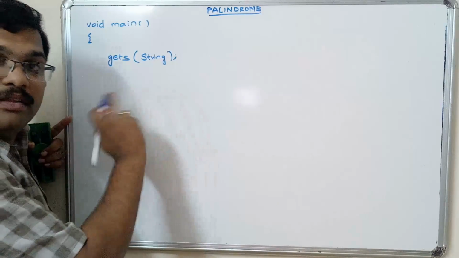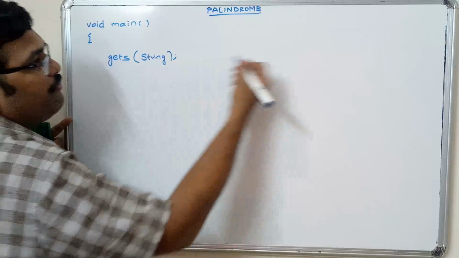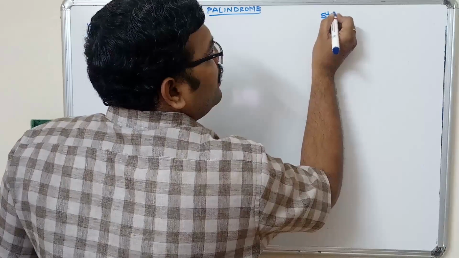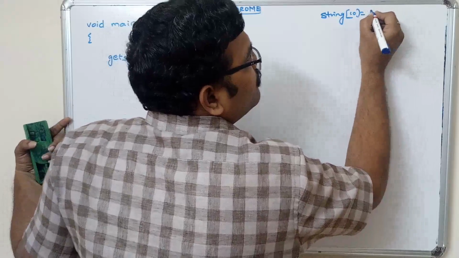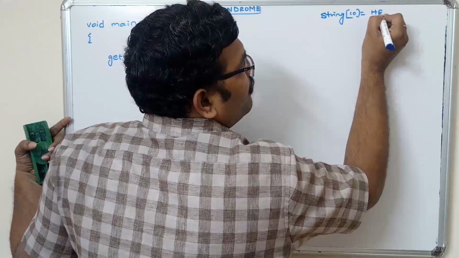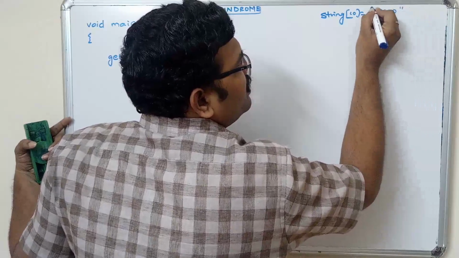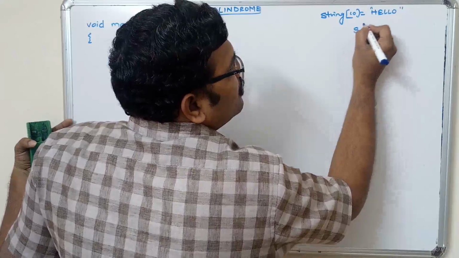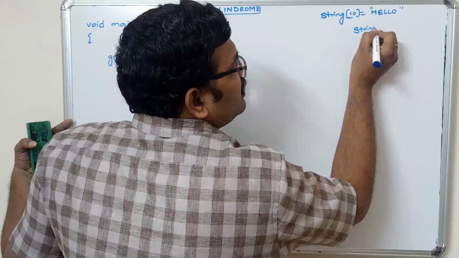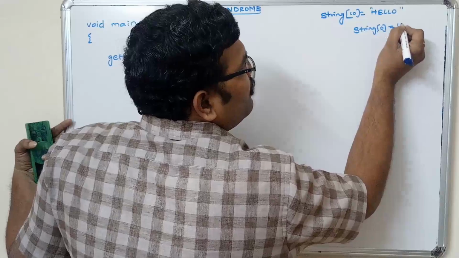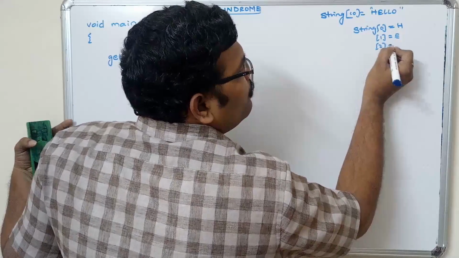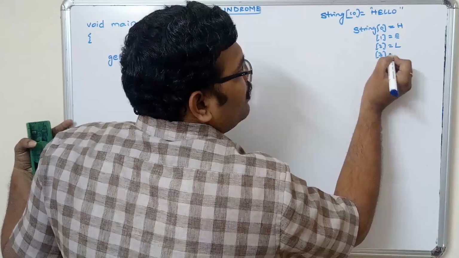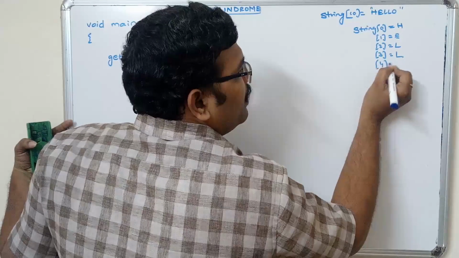So we are having the value, right? If we take here string of 10 is equal to the same string hello, that means string of 0 will be H, 1 will be E, 2 will be L, 3 will be L, 4 will be O.